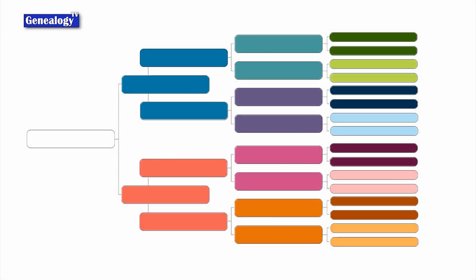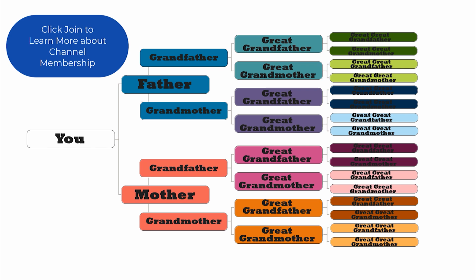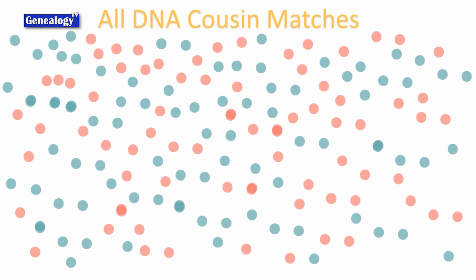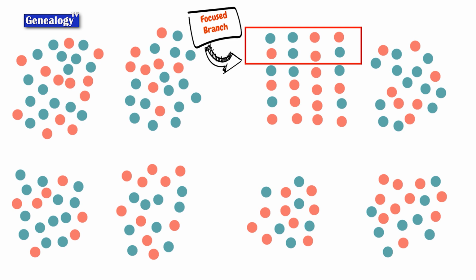So just to recap on the colors, if you want to use these colors, these are available to the channel members. I've got all 3 of these charts in for the channel members. And so what you can then do is take all of those cousin matches with targeted research and group them down to the specific branch that you are focused on and make your life a whole lot easier than getting overwhelmed with all of those cousin matches.